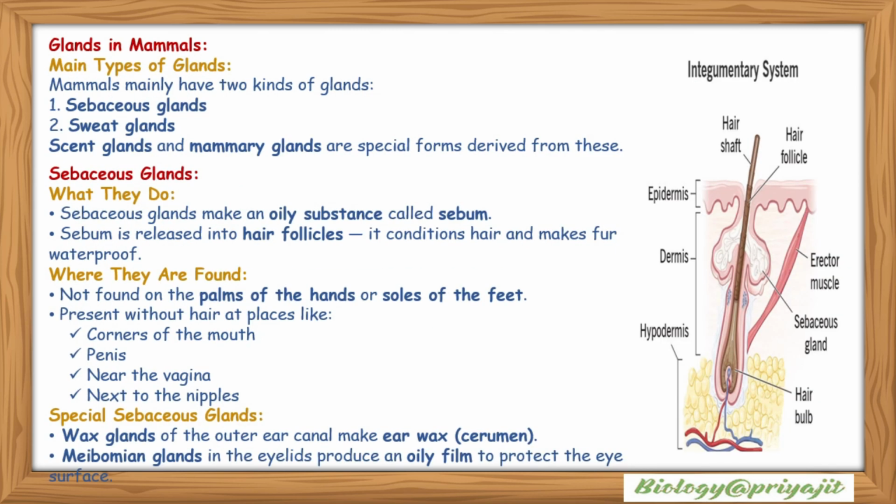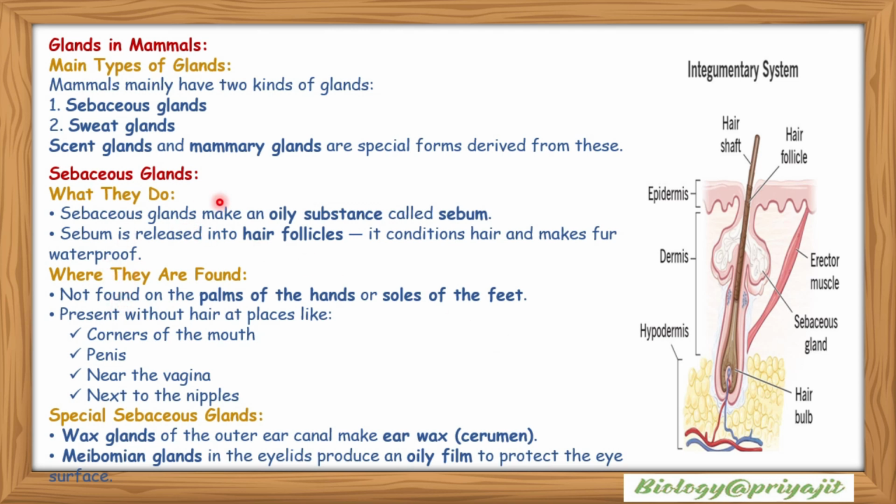Now we will study glands in mammals. Main types of glands. Mammals have basically two kinds of glands: sebaceous glands and sweat glands. Scent glands and mammary glands are special forms derived from these sebaceous and sweat glands. Sebaceous glands, this is the image showing the sebaceous gland. It makes an oily substance called sebum. It is released into hair follicles. It conditions hair and makes fur waterproof.